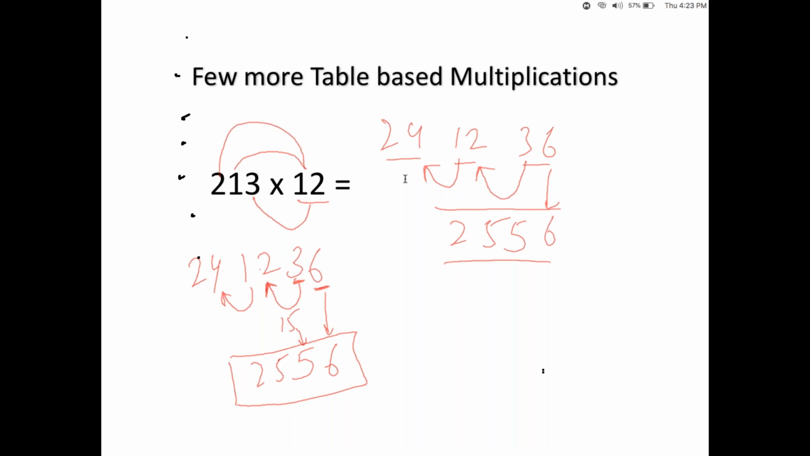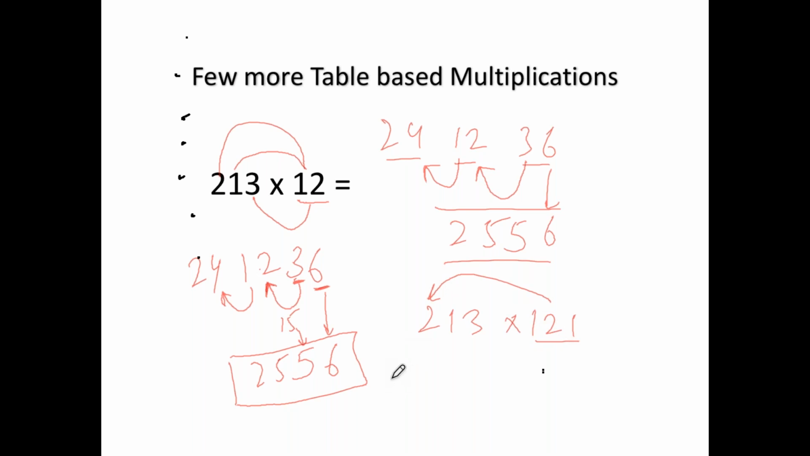Yes, Sameep, we can do 3 digits with 3 digits also, but it's a matter of the numbers that we are using. If you are comfortable multiplying a 3-digit number with single digits, then it's pretty easy. For example, instead of 213 into 12, let me just show you. Instead of 213 into 12, had it been 213 into 121, I can still do it.